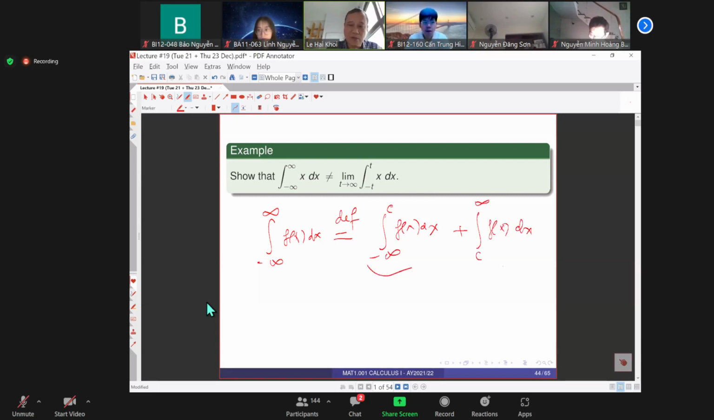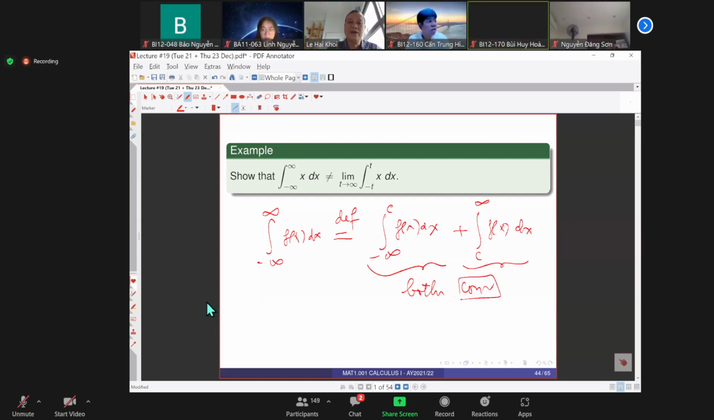So both of these integrals must converge. If either of these improper integrals diverges, then the given integral with both the upper and lower limits infinite also diverges. Pay attention to that.